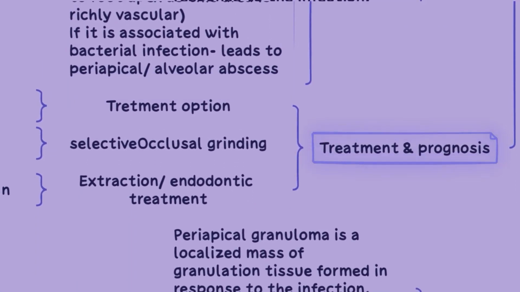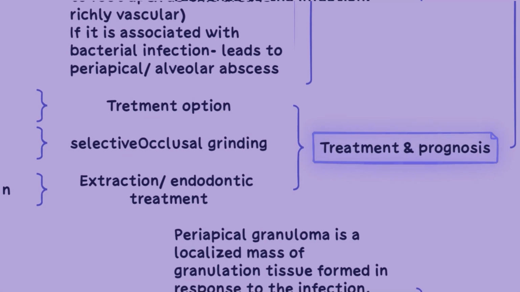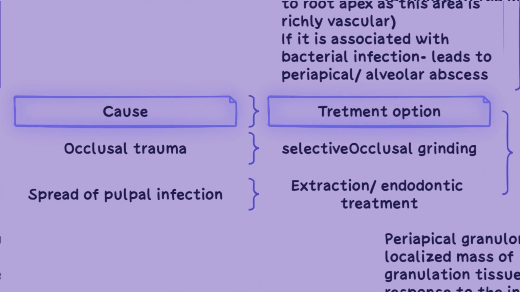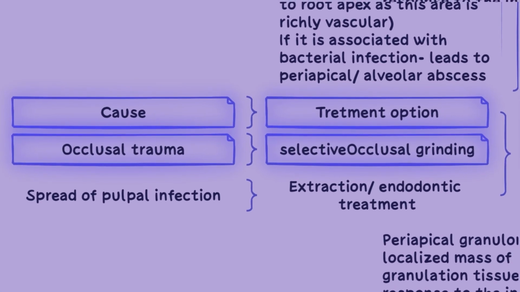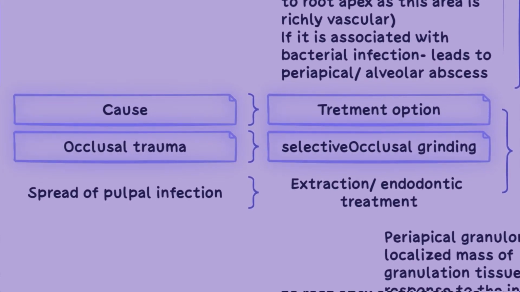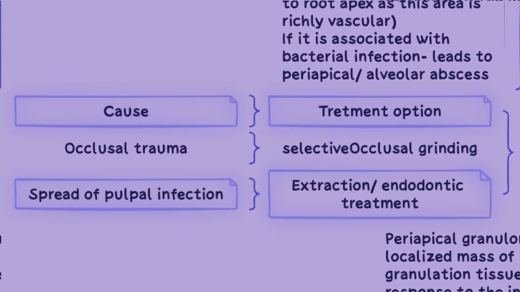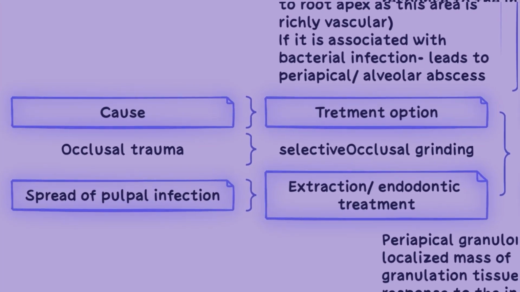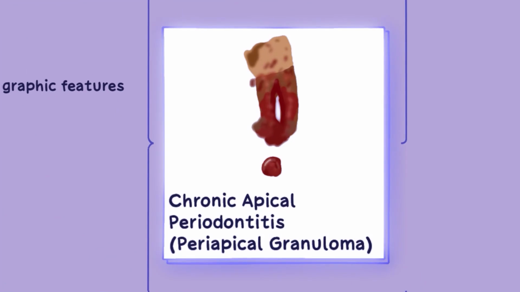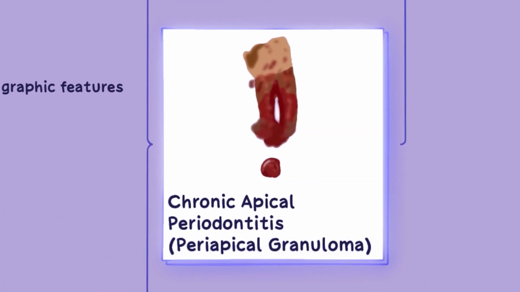The treatment and prognosis of acute apical periodontitis depends on the cause. Possible treatment options include selective occlusal grinding, which may be performed to alleviate the trauma, and if the condition is associated with bacterial infection, then root canal treatment or extraction of the affected tooth may be necessary. The other one is chronic apical periodontitis or periapical granuloma.